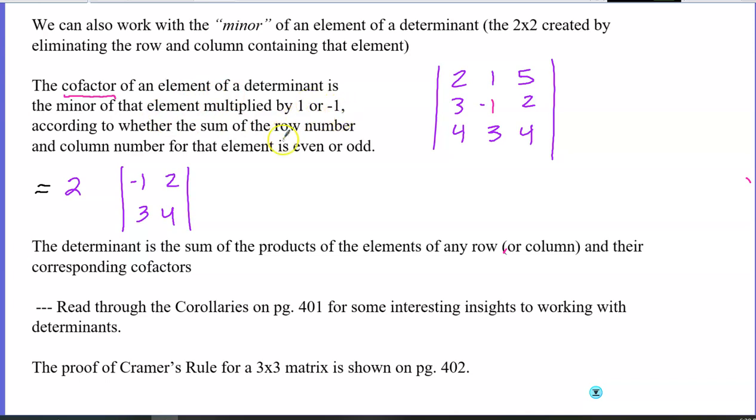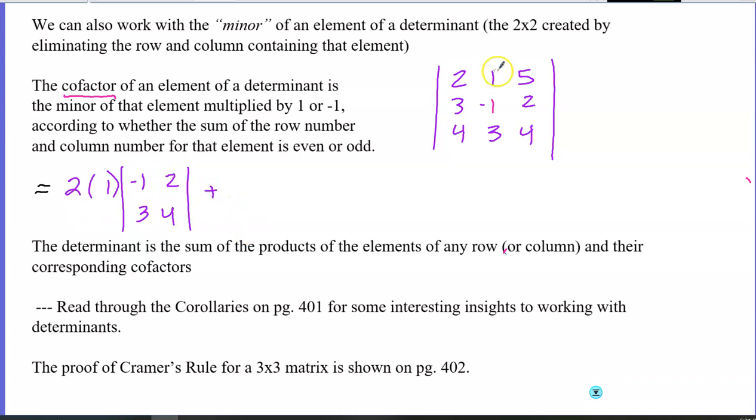1 or -1, depending on if that particular element has a row and column sum that's odd or even. So what do they mean by that? Well, if you're using element 2, where is element 2? It's row 1, column 1. So this is like A sub 1, 1. If I add together the subscript 1, 1, 1 plus 1, I get 2, which is an even number. So that means I would just multiply this guy by a 1. Okay, that's my first part.